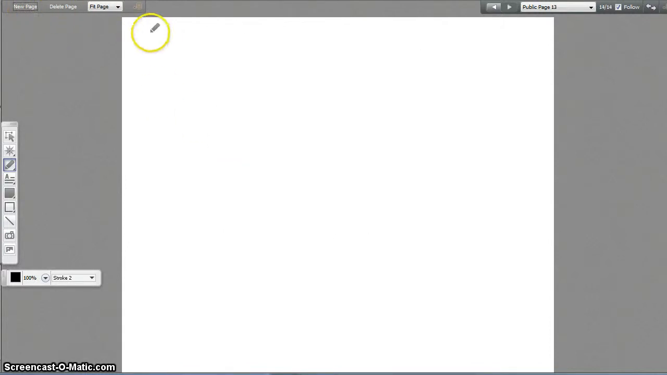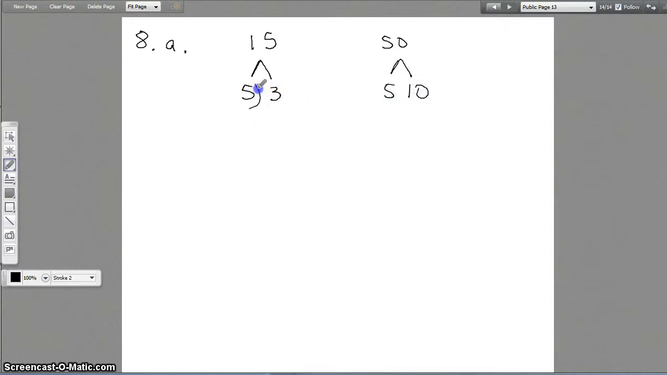So the last problem that we have is number 8, which is finding the greatest common factor of a set of numbers. So for part A, our numbers are 15 and 50. Well, when I look at these numbers, the first thing I see is that both of these are multiples of 5. So 15 is 5 times 3. 50 is 5 times 10. They both have the factor 5. So that is definitely a common factor.